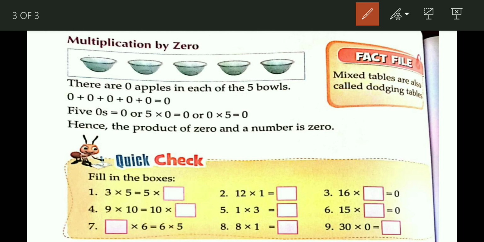Like for example, this number 2 also here. 12 into 1 is equal to, do you still remember the second property of multiplication? That when you multiply any number with 1, the product will be the number itself. So it means here 12 into 1 is equal to what? It will be 12. Yes or no? The number is 12. So that will be your answer. Okay. So you try and do this quick check here, and then you post your answer in the Google Classroom.